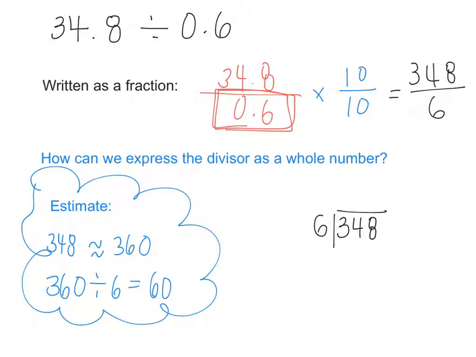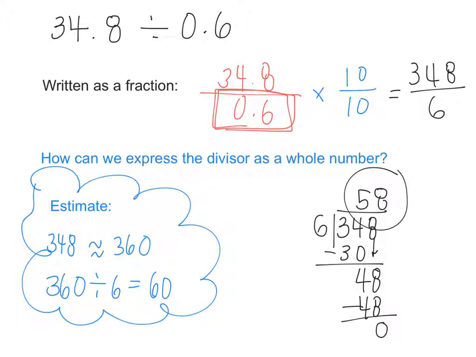6 goes into 3 how many times? 0, okay? So then I can do 0 if I want, but let's just look at 34. 6 goes into 34 how many times? 5. Nice. And 5 times 6 is? 30. Subtract to get 4. Bring down the 8. 6 goes into 48 how many times? 8. 8 times 6 is? 48. So we don't have anything remaining, which means our answer is 58.